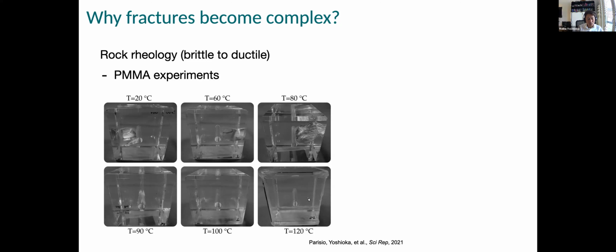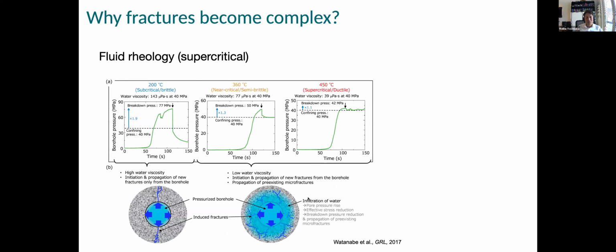We kept injecting, pressure just kept increasing, but there's no breakage. So from this experiment, at least we can suppose that the rheology of the material did not contribute to complex fracture formation. Then that leads us to the rheology of the fluid. Water being in a supercritical condition, that might be the reason.